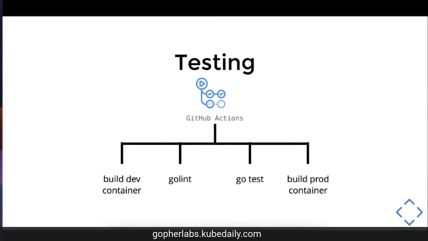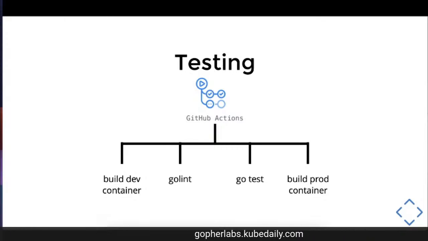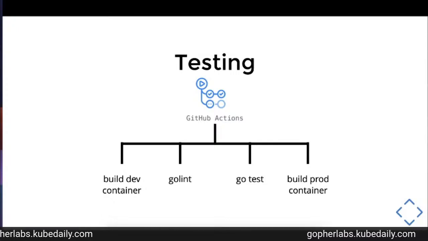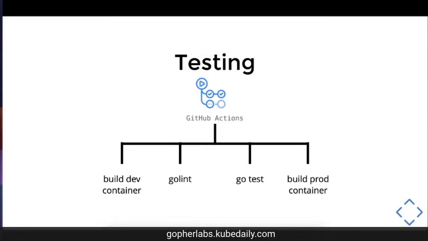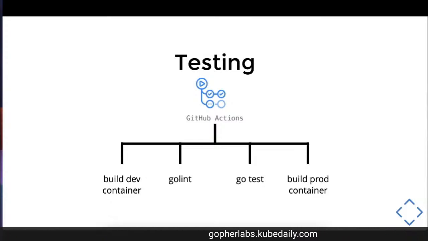First, we are building the development container. We run golint, and after that we are running the Go test. Then we check that the production container will be okay to be built, and we run it with the current development.